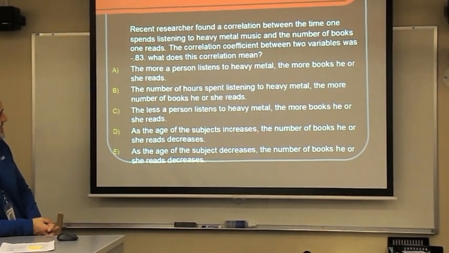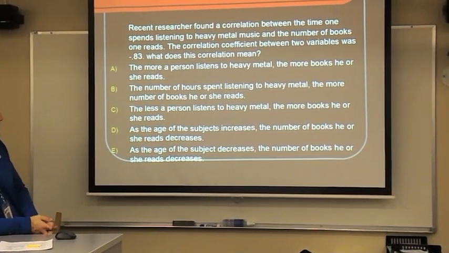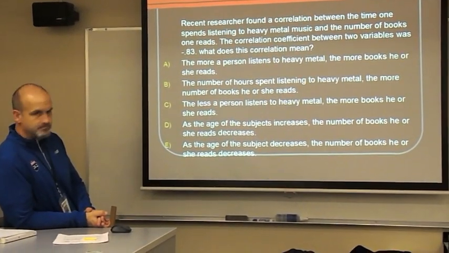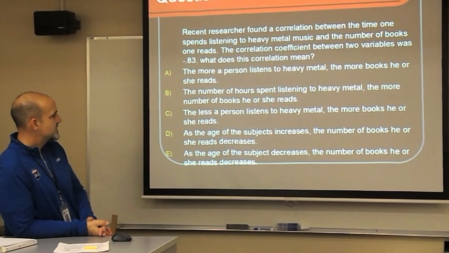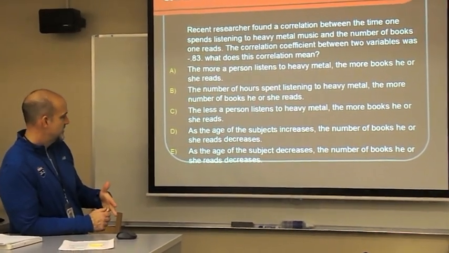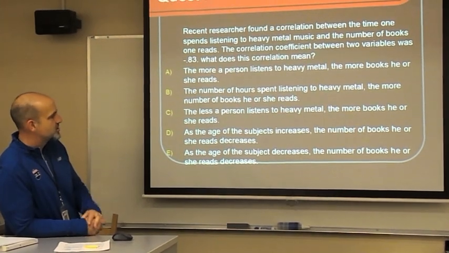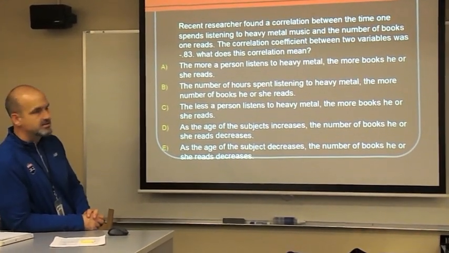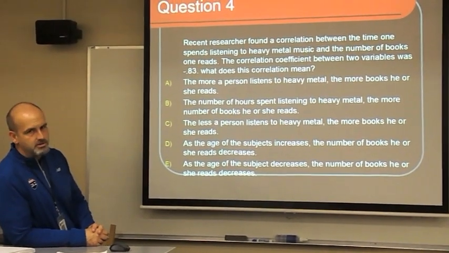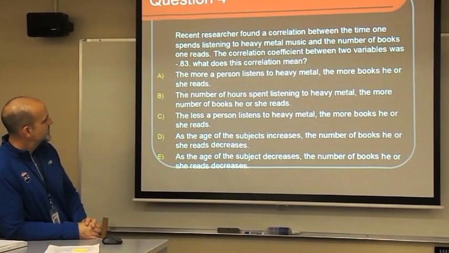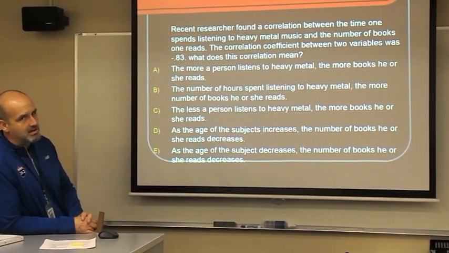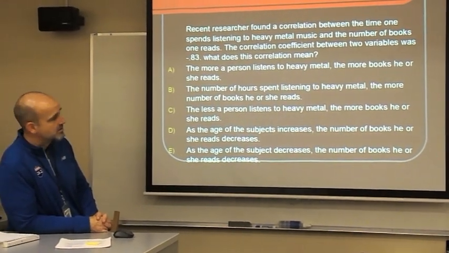C, the less a person listens to heavy metal music, the more books he or she reads. D, as the age of the subject increases, the number of books he or she reads decreases. E, as the age of the subject decreases, the number of books he or she reads decreases. I'll give you a minute to think about this, because this is a tough question. You got to say negative correlation, move in opposite directions. So you got to look for words like more or less. You should narrow down your choices.